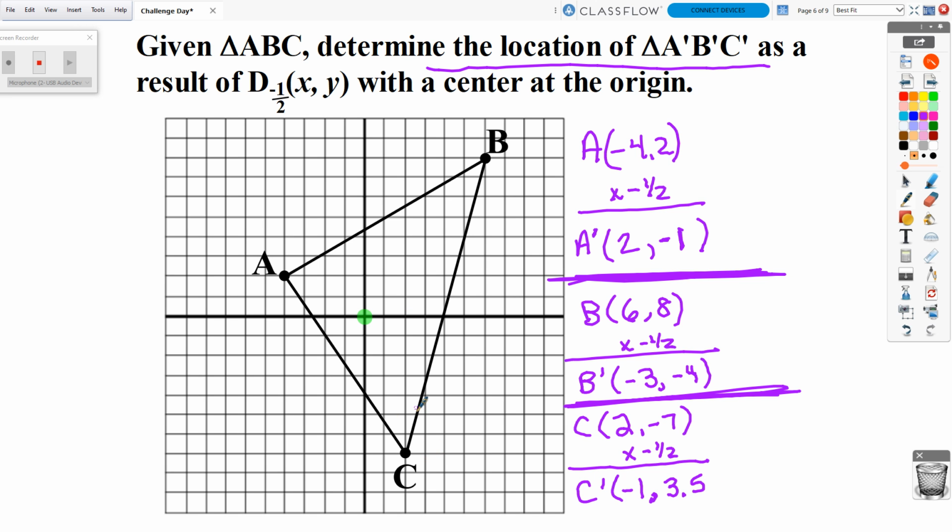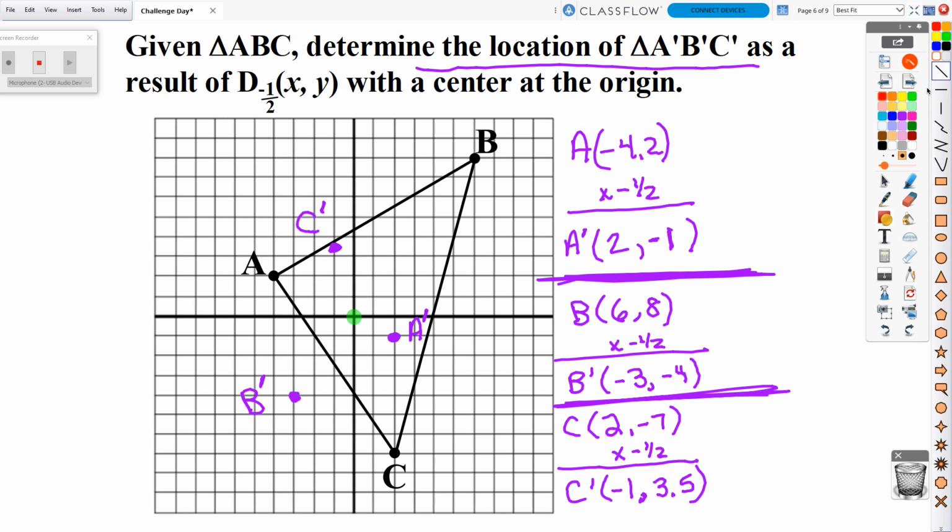And really, that's the main thing I want to know, is just where's it at? All right, so 2 comma negative 1. There's A prime. B prime's at negative 3, negative 4. Okay, there's B prime. There's A prime. C prime, I forgot my end parenthesis, is at negative 1, 3.5. There's C prime. All right. So once I connect these, really, I'm done with the problem. I figured out where it's at.